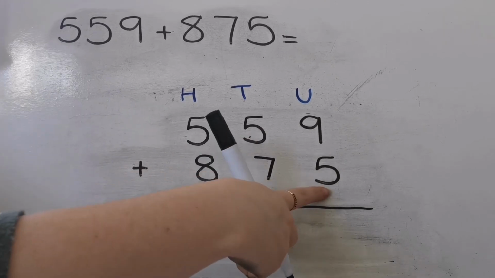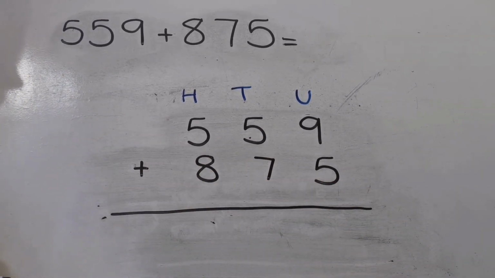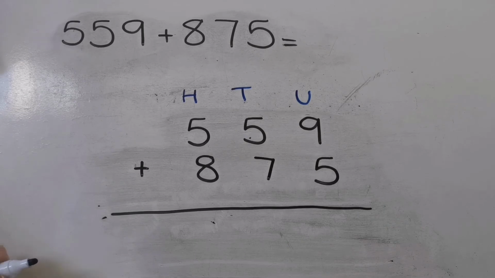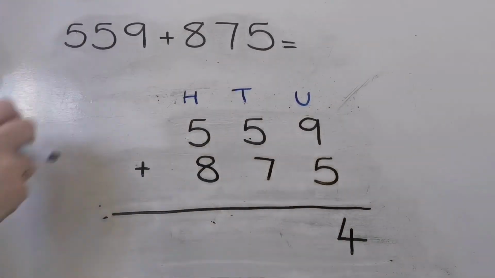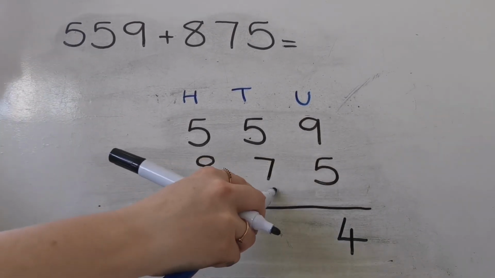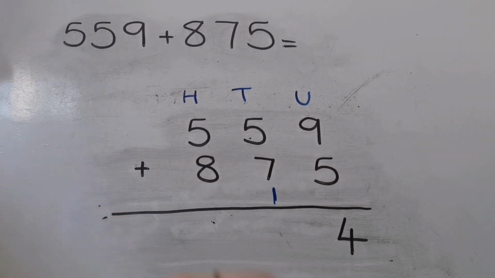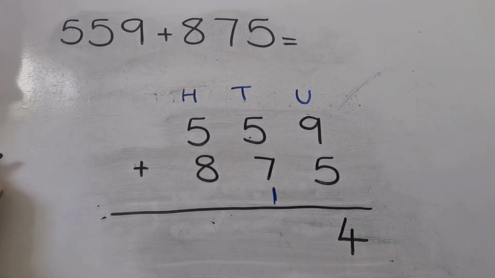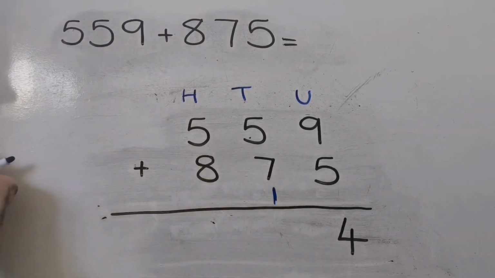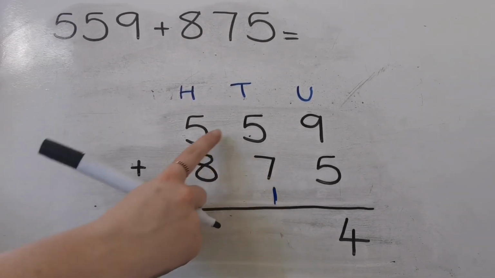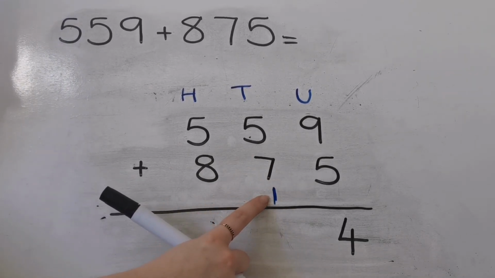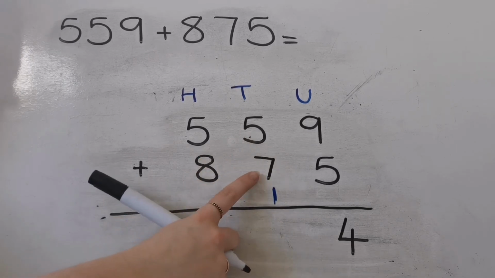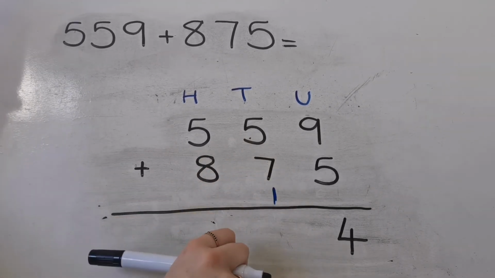9 plus 5. Now 9 plus 5 would give us the answer 14. Okay, so 9 plus 5 would give me 14. I'm going to write just the 4 and I'm going to carry over my 10. Okay, so I've written my number 1 there, regrouped into the tens column. Once I've done that, I'm ready to add my tens. So this time I've got 5 plus 7, which would give me 12 tens, plus 1 more. So I've got 5 plus 7 is 12, add 1 more is 13.